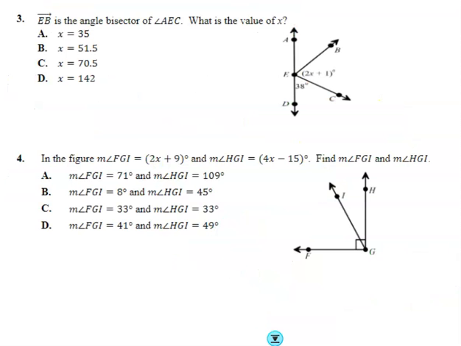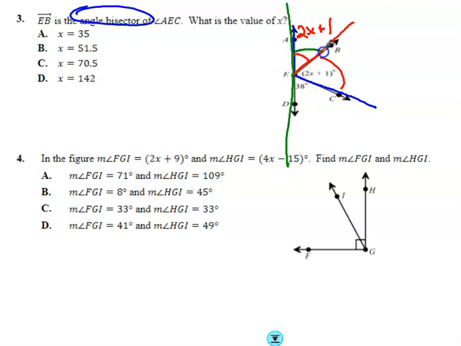All right, the next one, number 3, is about angle bisector. So angle bisector cuts something evenly. Okay, so AEC is right there, and they said the angle bisector is right here, which means that these two sides are congruent. So that means this side is also 2x plus 1. Well, what do I know about straight lines? They always add up to 180 degrees. So I'm going to combine like terms and find out the value of x.